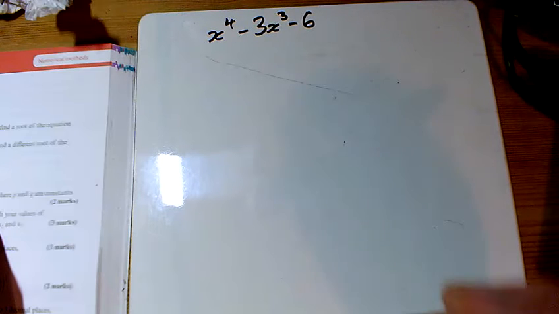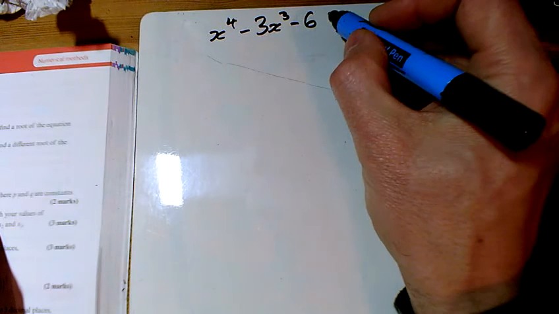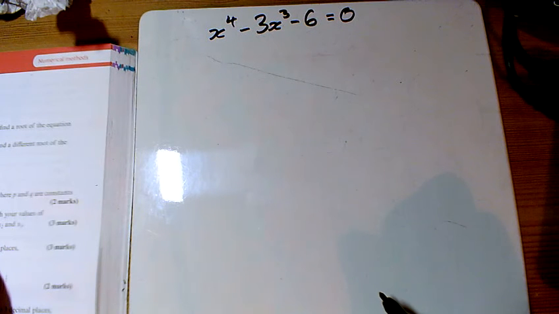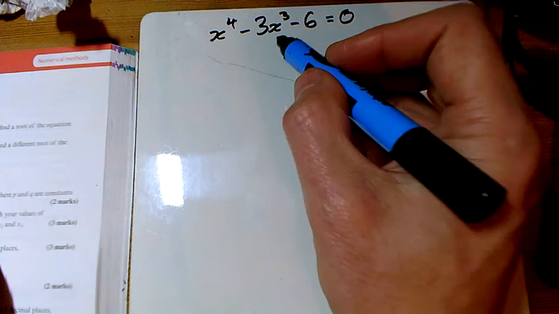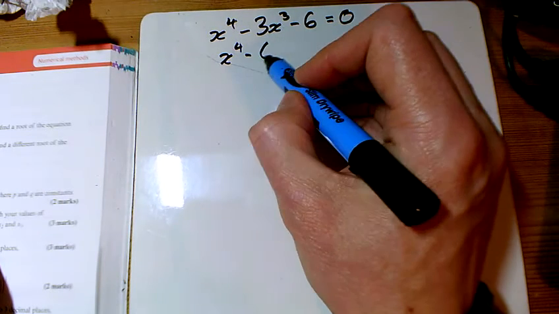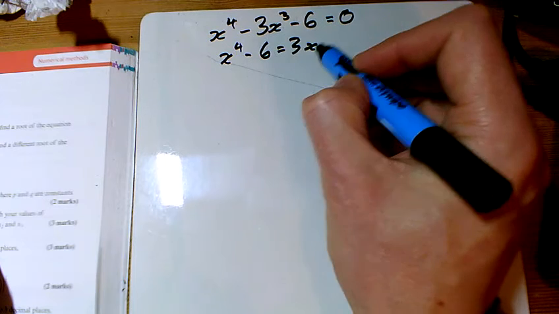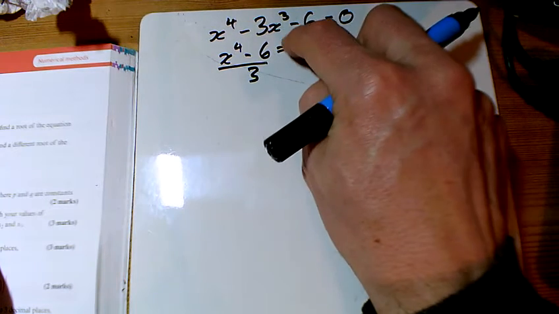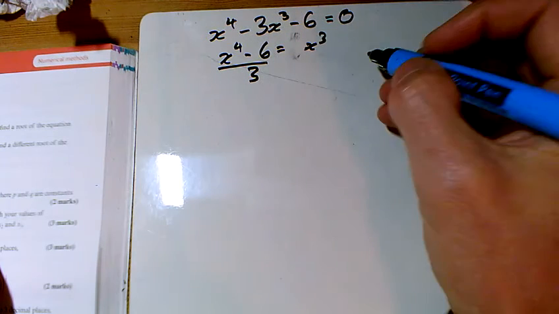Question 6, we've now got a quartic and we want that equal to 0 and rearrange it. You notice in the rearrangement we want the cube root, so I'm going to have the cubed on its own. I'm going to divide by 3 and then I'll cube root that.